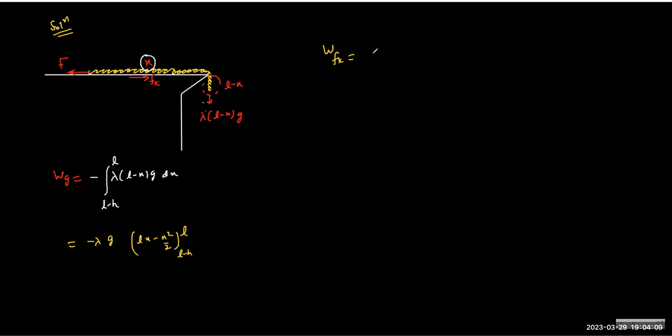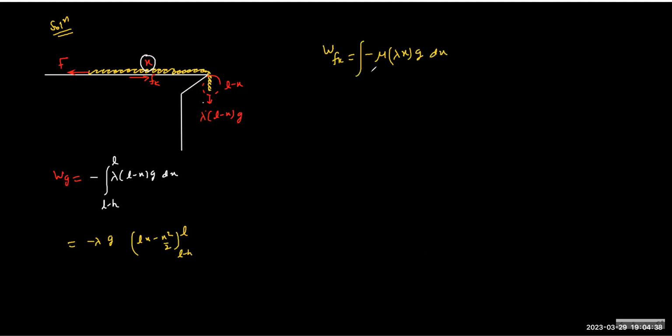It's very simple. Minus mu. The normal will be the weight on the table, which is lambda into x, that is M. Listen to what I'm saying: minus mu into N, and N is mg. So mentally what I'm doing is writing minus mu mg, into dx, and then I integrate.